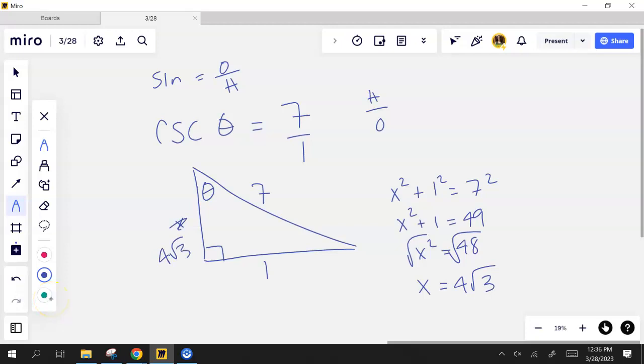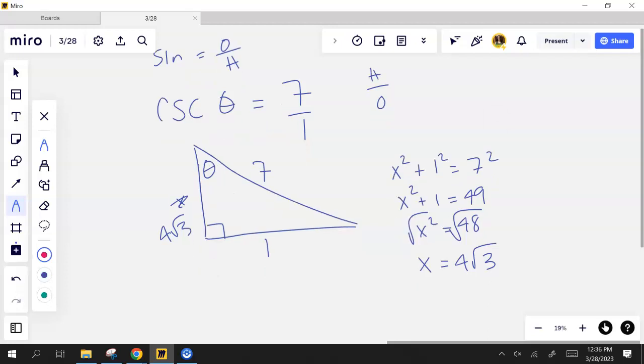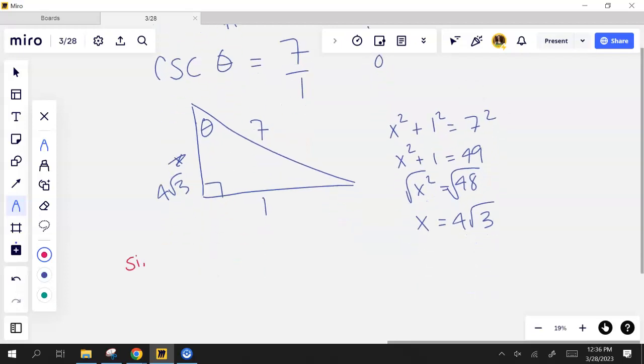Now I'm ready to find all my trig functions here, right? So sine of theta is opposite over hypotenuse, so 1 over 7. We already found cosecant. Cosine.